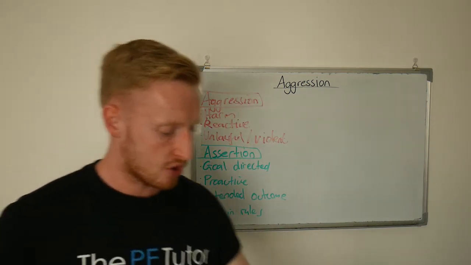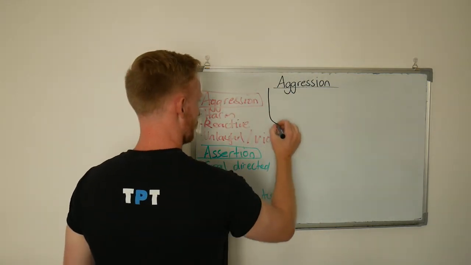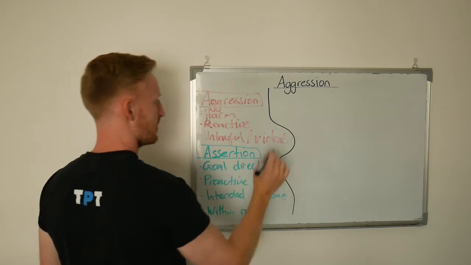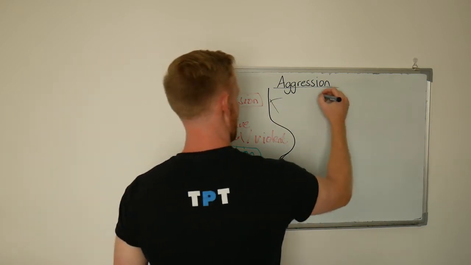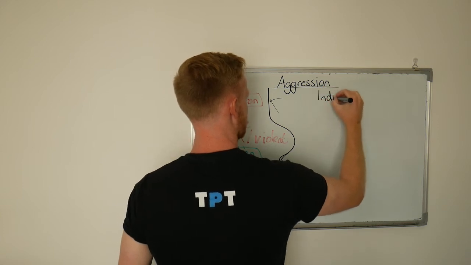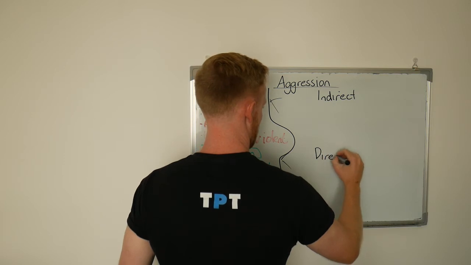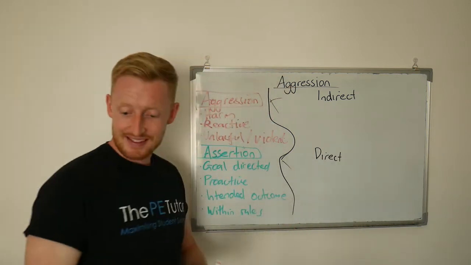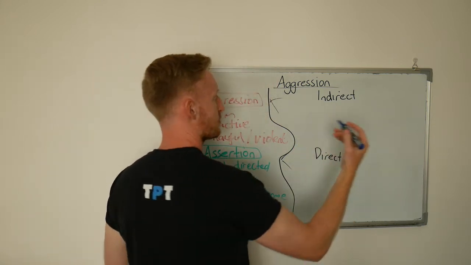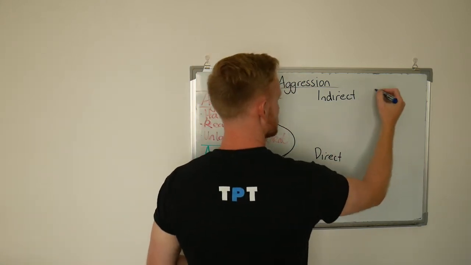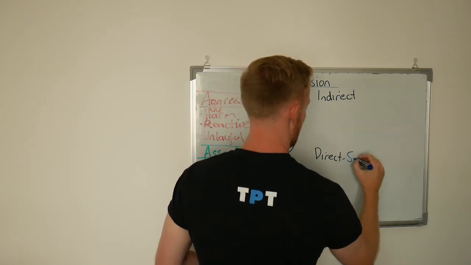Now, both of which can occur indirectly or directly. I'm going to split these up now. So both could go up or down here, but we have indirect and direct. And the simplest way to differentiate between the two is contact with someone. So if I just put someone else, so direct, someone else.